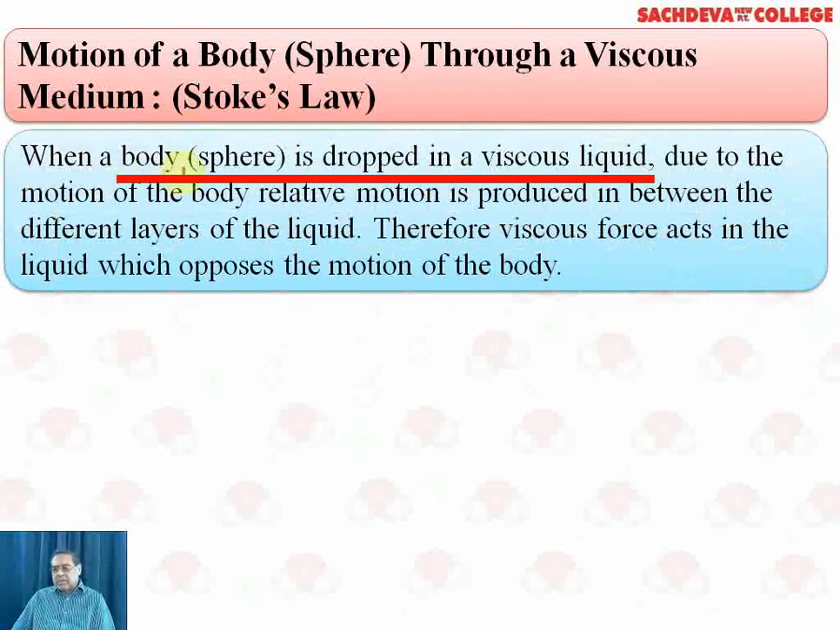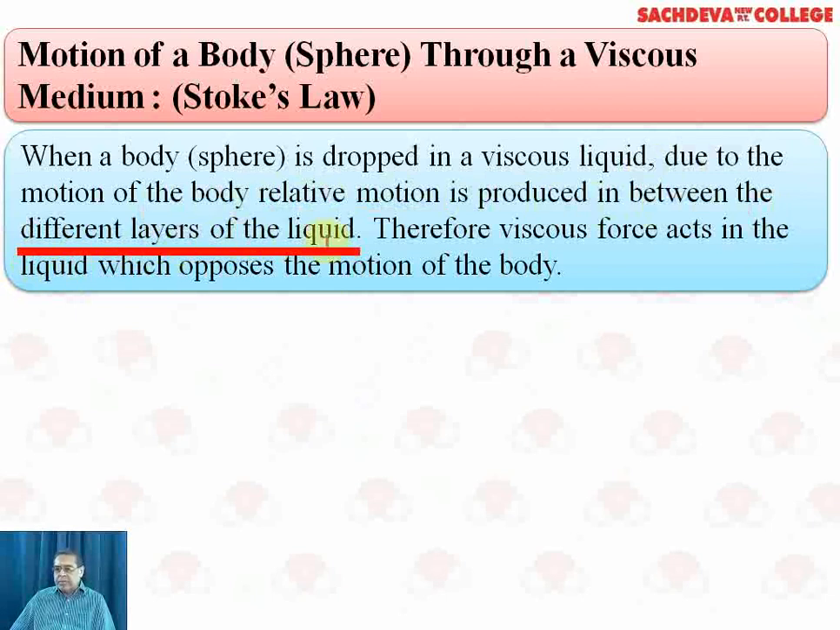When a body, that is a sphere, is dropped in a viscous liquid, again we are using the term viscous, it means that the liquid is made up of many layers, and between each layer there is some friction among the molecules. So we can't accept a liquid without viscosity. So every time we use the term viscous liquid, it means friction among the layers is there. Now, due to the motion of a body, relative motion is produced between the different layers of the liquid. Therefore, viscous force acts in the liquid, which opposes the motion of the body.